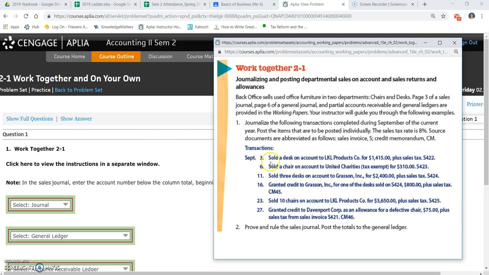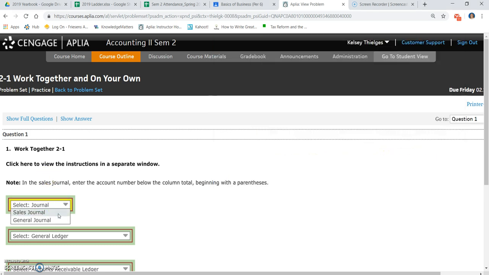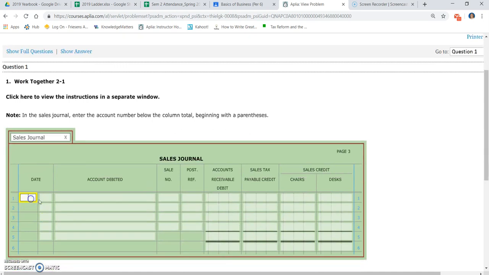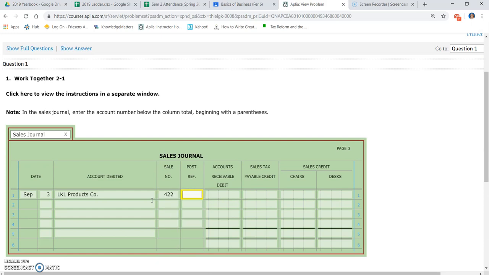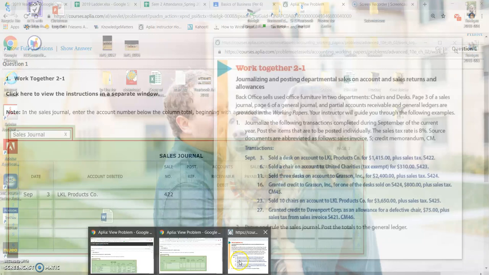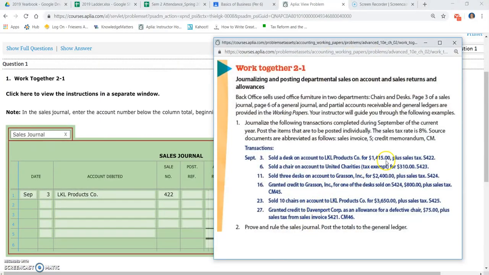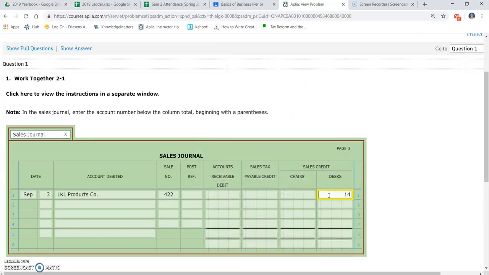The first one says that we sold a desk on account to LKL Products for $1,415 plus sales tax. So that, of course, is going to go in our sales journal. We're going to open that up. Again, that happened on September 3rd. That was LKL Products. Our sales number was 422. We'll leave our post reference blank for the time being. And our sale was for a desk, $1,415, so we want to make sure we put our desks at 1,415.